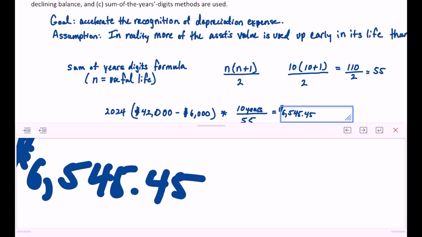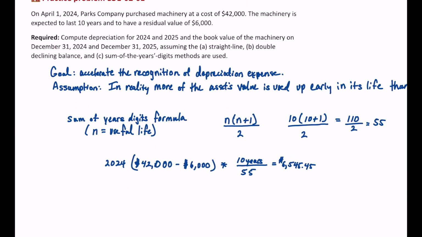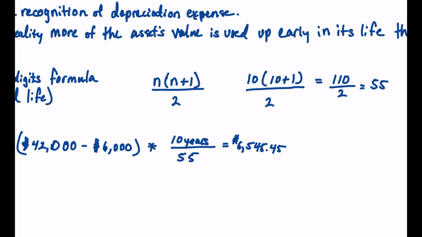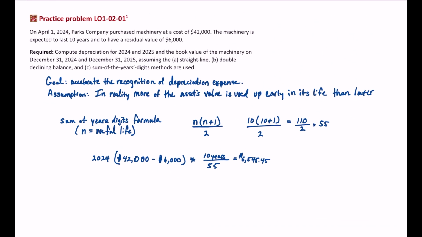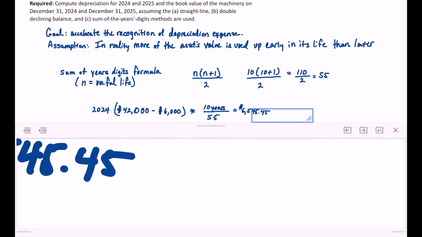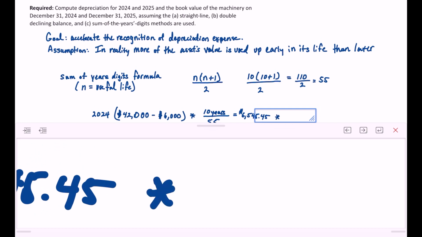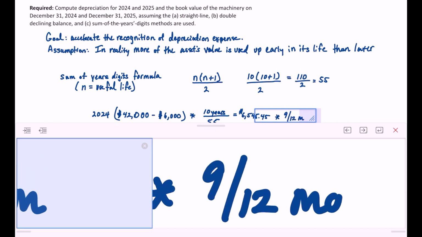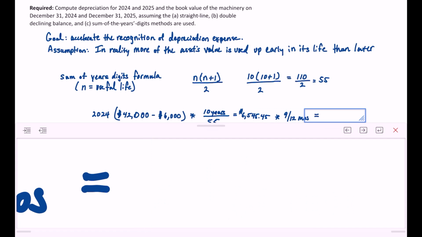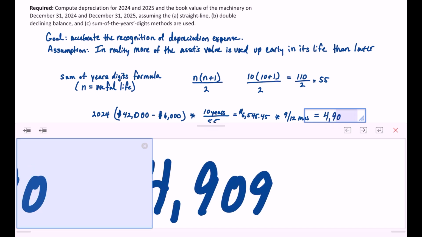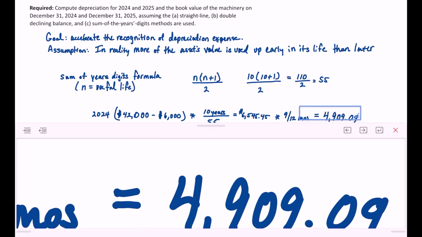And if you remember, they say that this asset was purchased on April 1st. Therefore, we need to adjust for the portion of the year that we own this asset. So we are going to multiply this by 9 over 12 months, and this will give us $4,909.09.